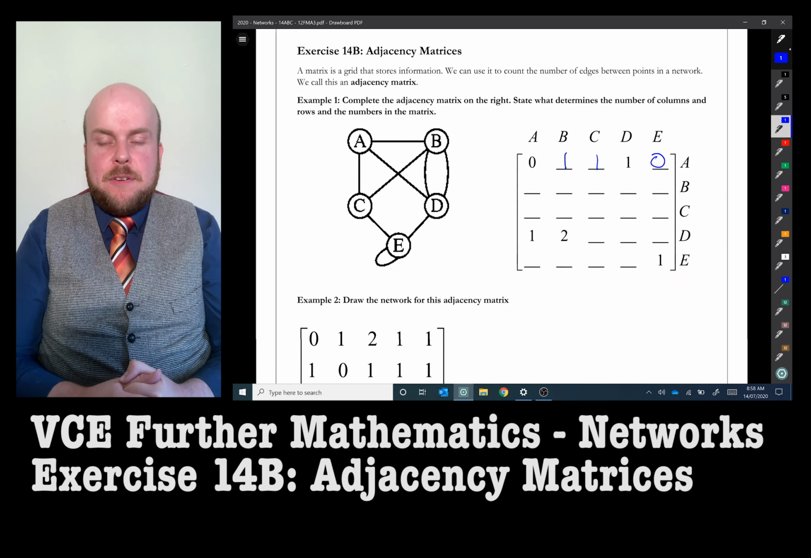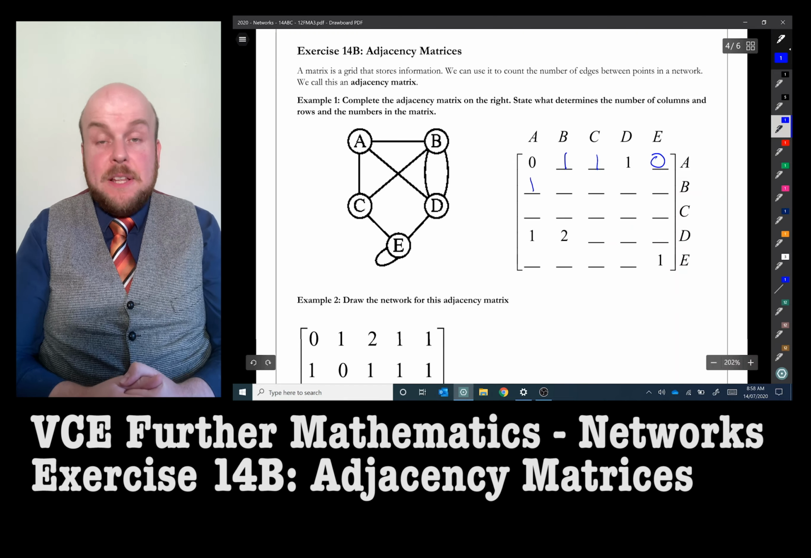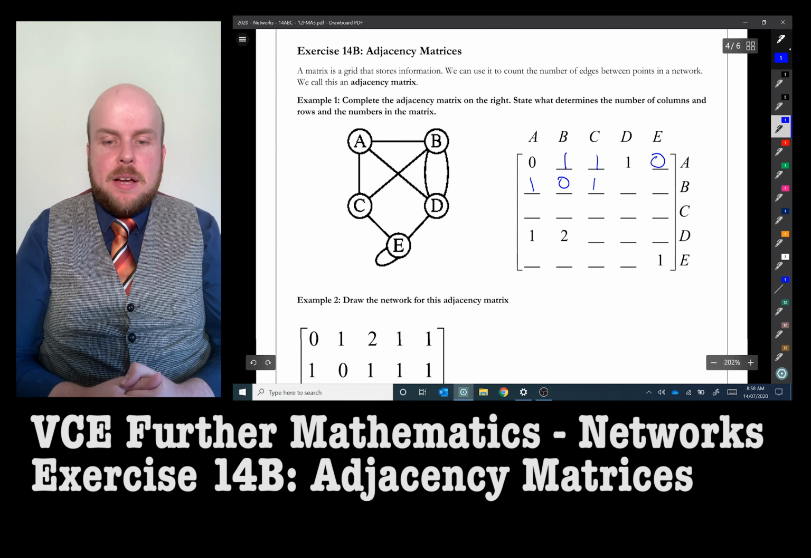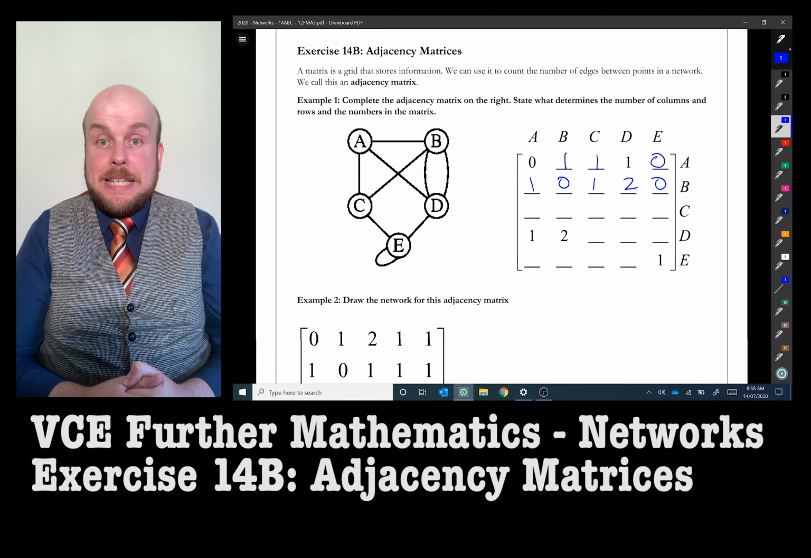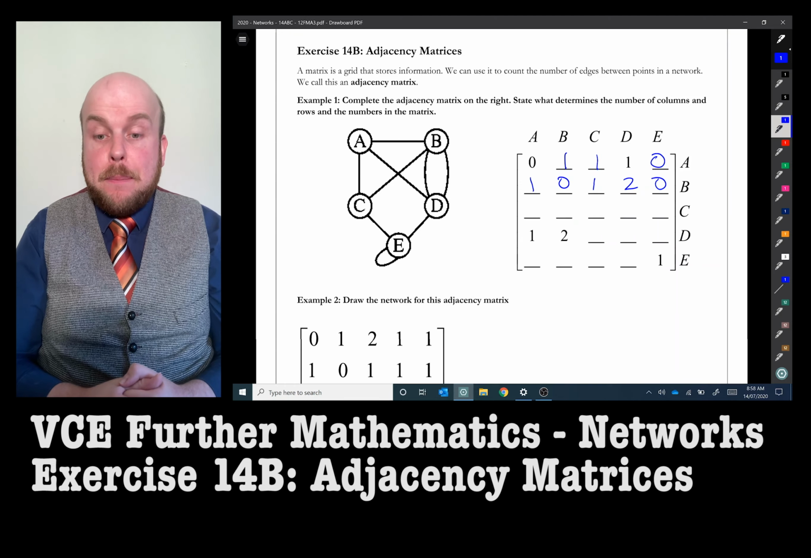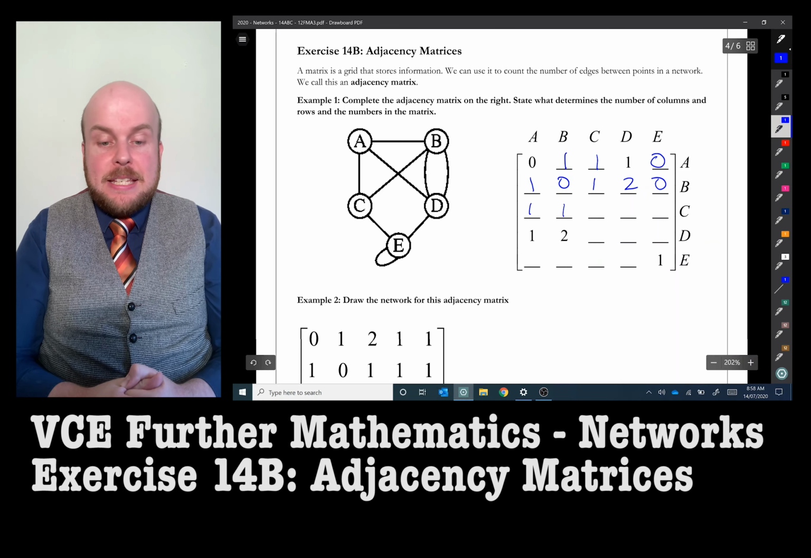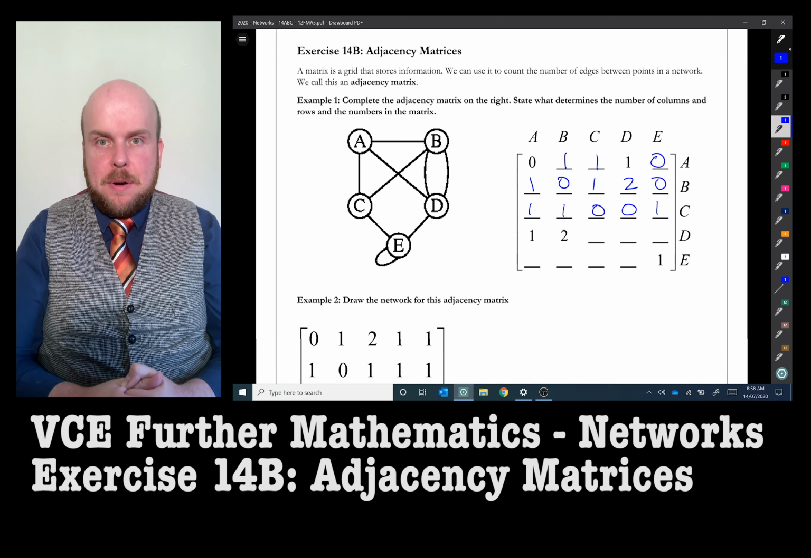So we can fill in the numbers accordingly. To fill in the numbers, all I had to do was to count how many different paths there were that connected those particular vertices that have all got the letters in them. So for example, from B to A, there's only 1. From C to A, there's only 1. And from E to A, there's no direct path from E to A, so therefore that's a 0.